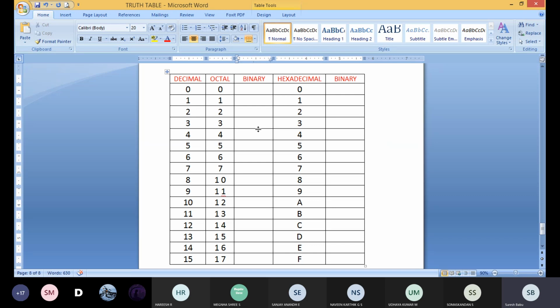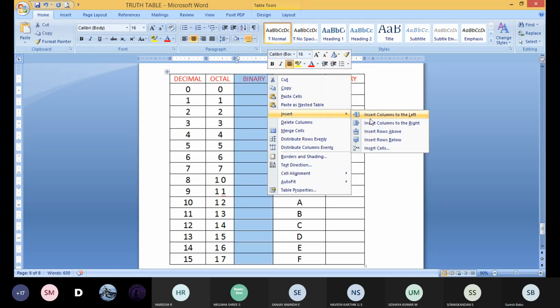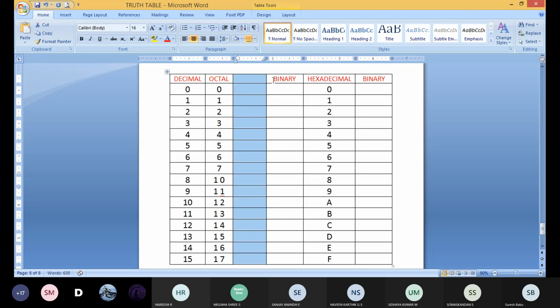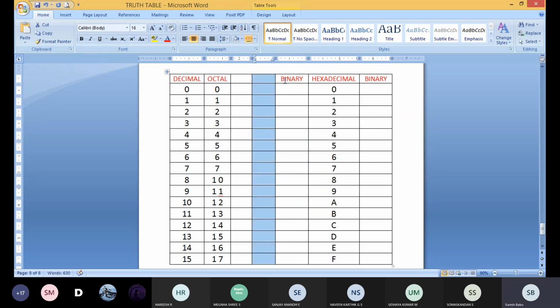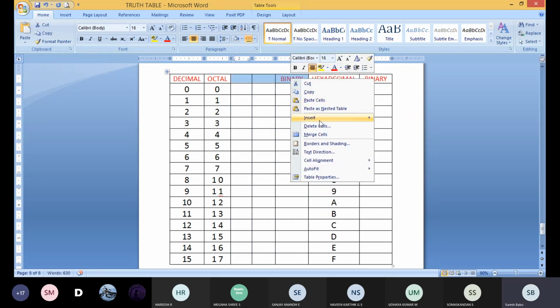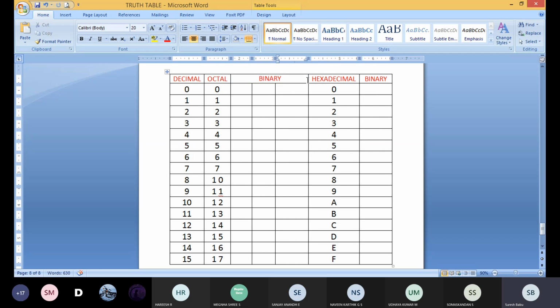Okay. So first I given already, students. I think you remember everything. I will show you how to write the table column. Then it will be very easy.